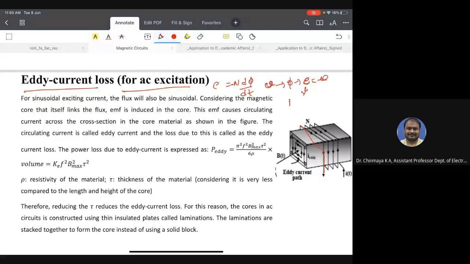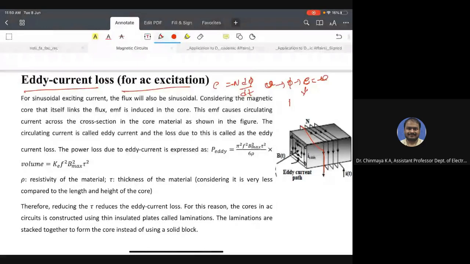Therefore, it will allow a current to flow through the ferromagnetic material. This current, the I square R loss or eddy current loss, which is opposite to the direction of the applied voltage, will cause resistive losses, or heat. So that is what is known as eddy current losses.